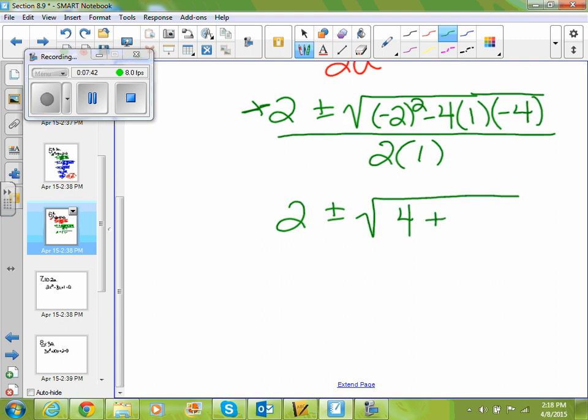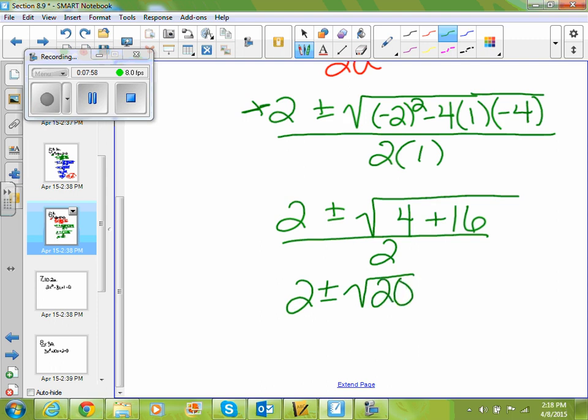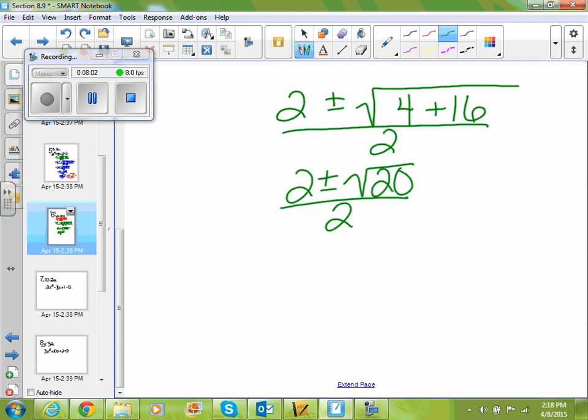16. And 2 times 1 is 2. So far, so good. All I did was multiply. Okay, so 2 plus or minus the square root of 20. 4 plus 16 is 20, divided by 2. So far, does that make sense? All I did was add.